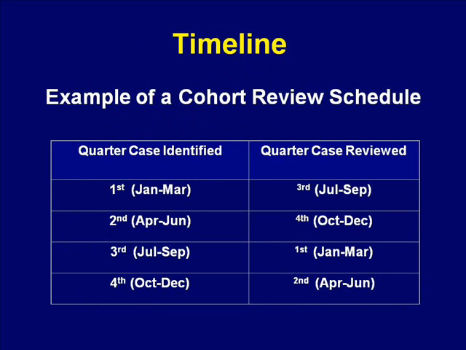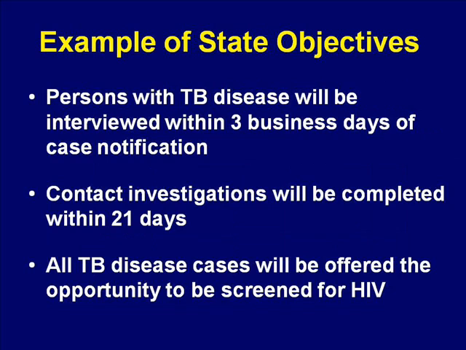And this is just an example of our cohort schedule: the cases that were identified in January and March would be cohorted in the third quarter, July through September; April through June will be October through December, and so on. These are some examples of our state objectives that I mentioned earlier. We like to have our cases interviewed within 3 business days of the case report. We like to see our contact investigations completed within 21 days. And all TB cases will be offered the opportunity to be screened for HIV.